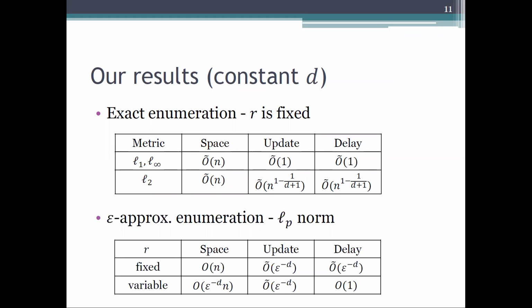Then we provide results for the epsilon approximate enumeration problem. Here the results hold for any Lp norm. If r is known in the pre-processing phase, we can have a linear space data structure where both update and delay are roughly order epsilon to the minus d. If r is part of the query, then our data structure uses more space, which is order epsilon to the minus d times n. The update time is roughly order epsilon to the minus d, and it has constant delay.